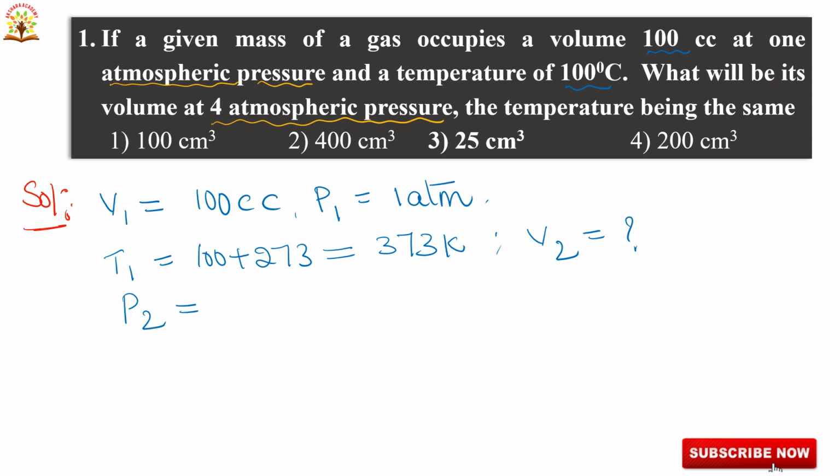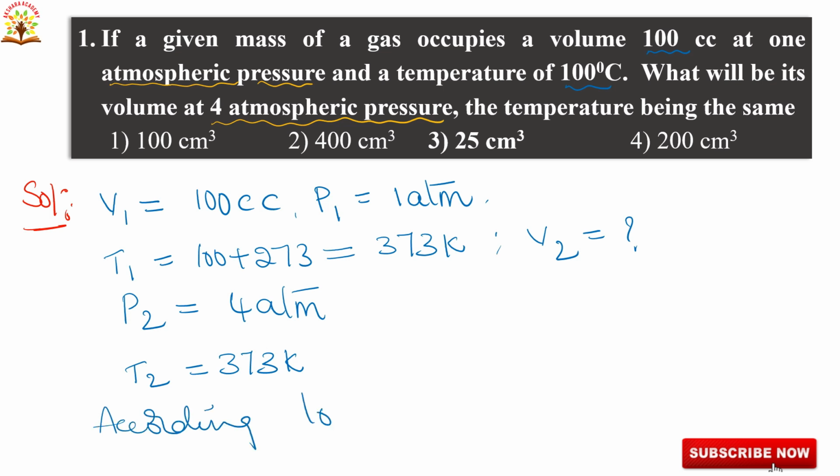P2 is given as 4 atmospheric pressure, and for T2 they said that the temperature is being the same. So T1 and T2 are the same. T1 is equal to 373 Kelvin and T2 is also equal to 373 Kelvin. According to Boyle's law, pressure is inversely proportional to volume. According to Boyle's law, P is inversely proportional to volume.